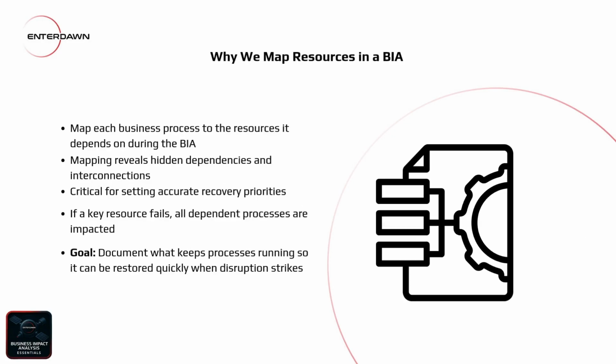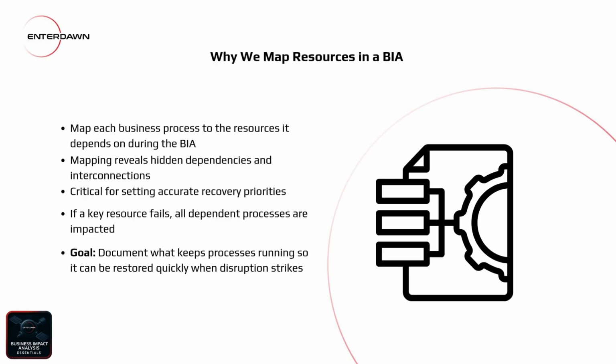During the BIA, each business process should be mapped to the resources it needs. Resources are the final pieces that are collected from the process lead. This step is critical because it reveals hidden dependencies and helps determine recovery priorities. If a resource goes down, every process that relies on it is affected, which is why accurate mapping is essential. In short, the goal here is to document which tools and systems keep your processes running so you know what must be restored quickly when disruption strikes.